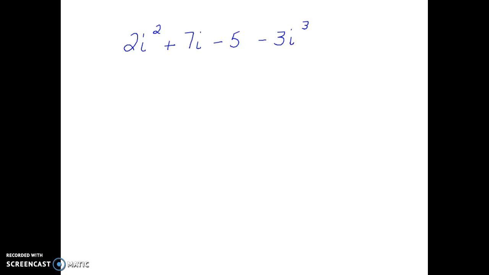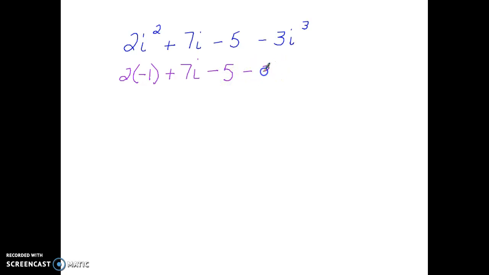In my next expression, I have exponents other than 1 with the i. So now I need to replace these. i squared is equivalent to a negative 1. So I'm going to change my first term to be 2 times negative 1. The second term is fine the way it is. My third term, the constant, is fine.